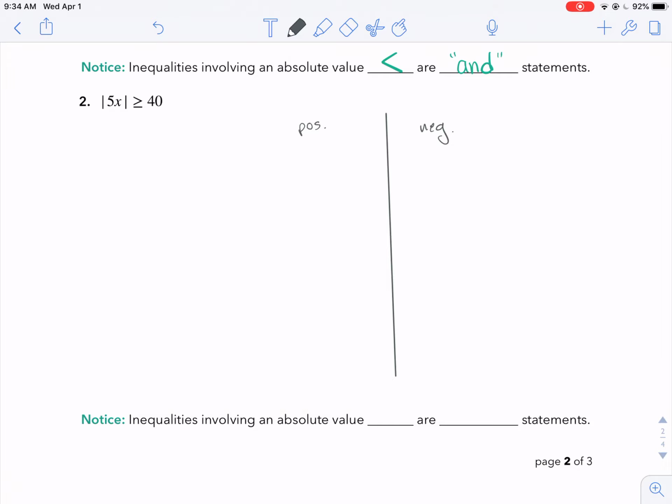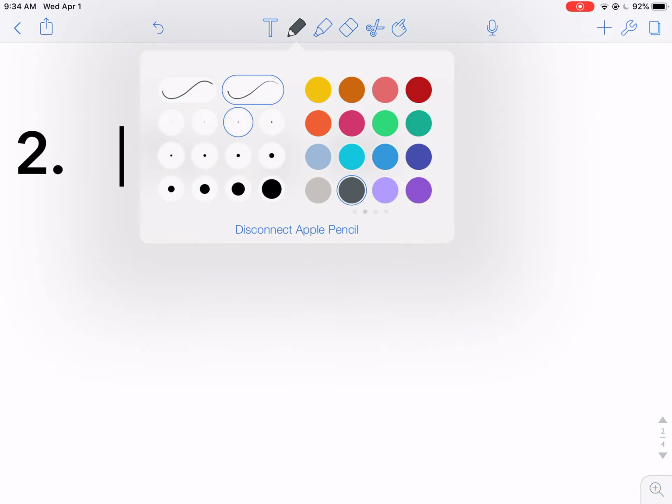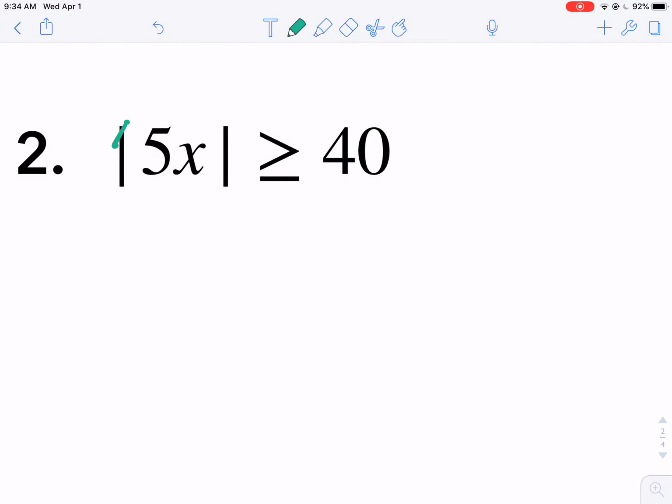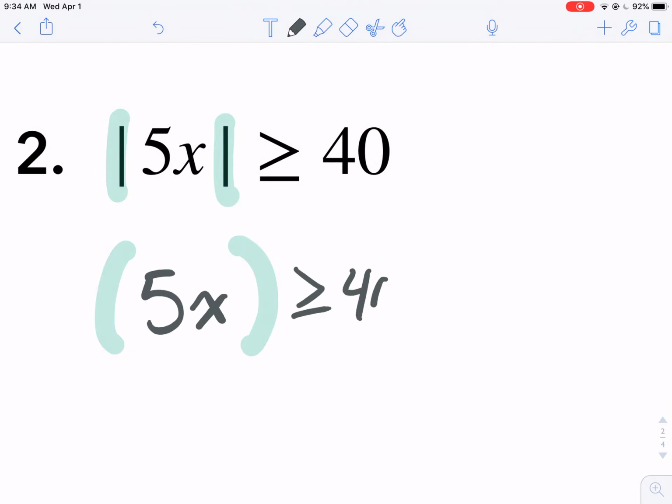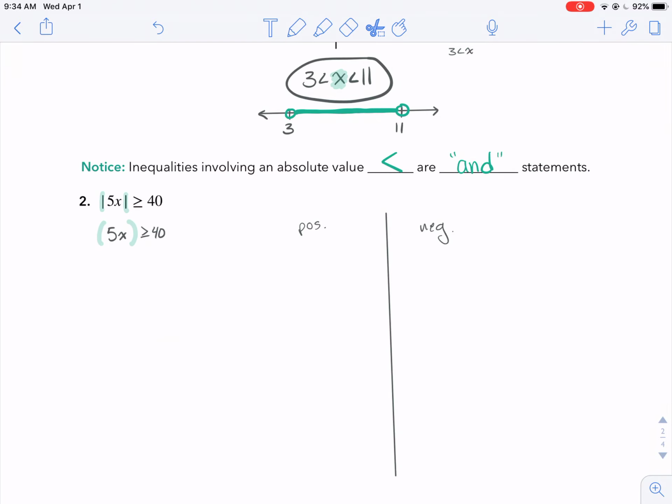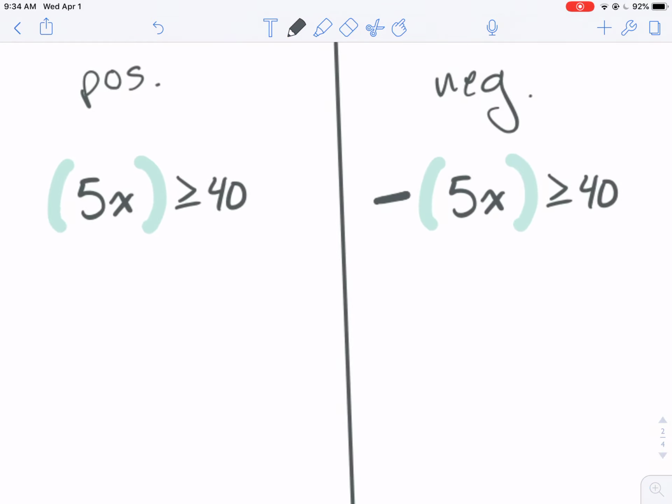Okay, so we're going to take our inequality, we're going to take our absolute value, and we're going to make what's in that positive, and we're going to make it negative. So absolute value of 5x is greater than 40. So on one side, we want it to be positive. On the other side, we want it to be negative. So we've got a positive statement, we've got a negative statement.